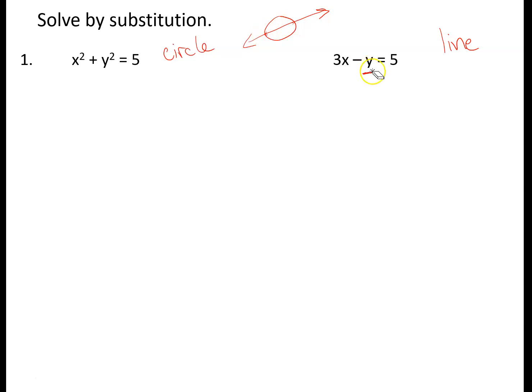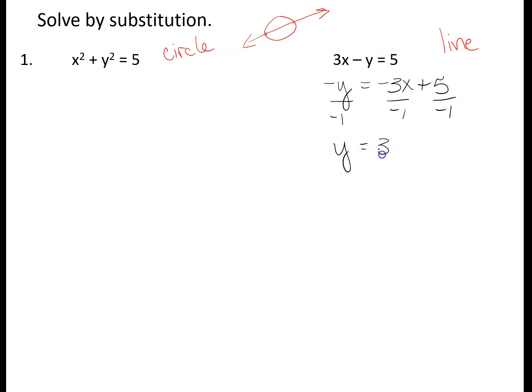Okay, so let's get back to our substitution method. We are going to solve for y. I'm going to start by subtracting the 3x. And since I left the y on the left, it's still negative, so then I need to divide by -1.